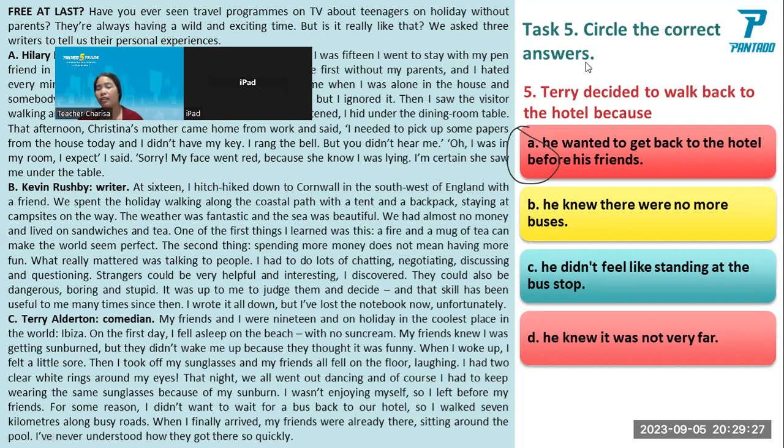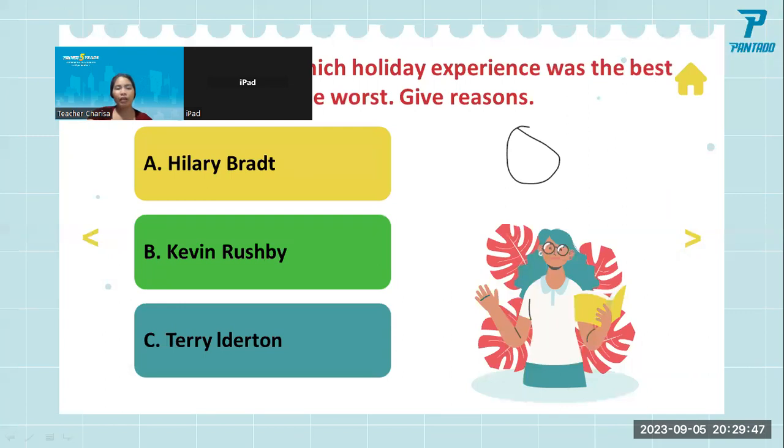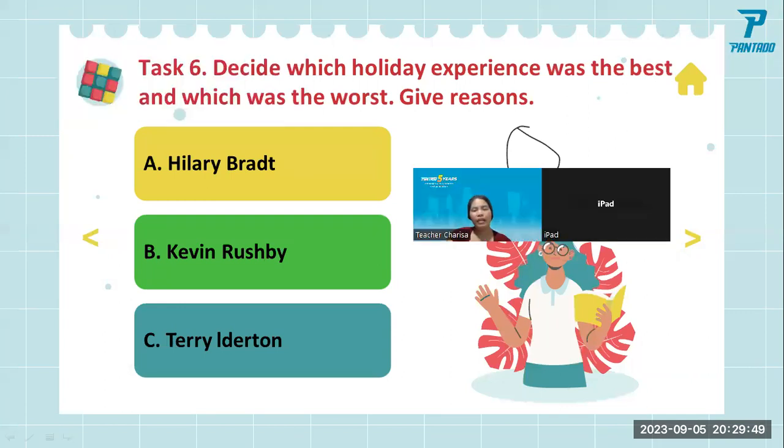C, he didn't feel like standing at the bus stop. D, he knew it was not very far. So, let's check the correct answer. Oh, so he didn't feel like standing at the bus stop. Okay, very good. So decide which holiday experience was the best and which was the worst.